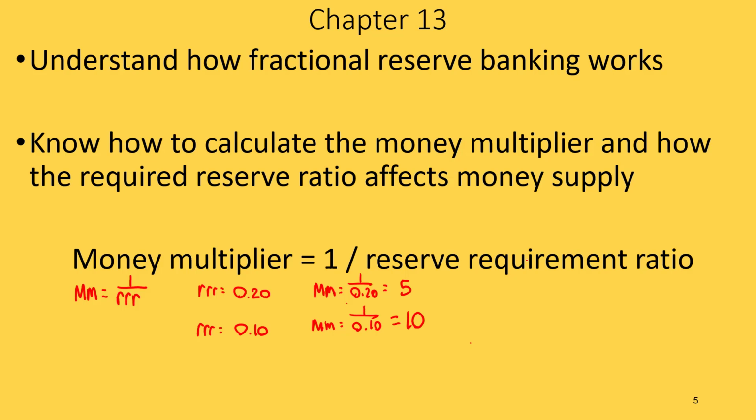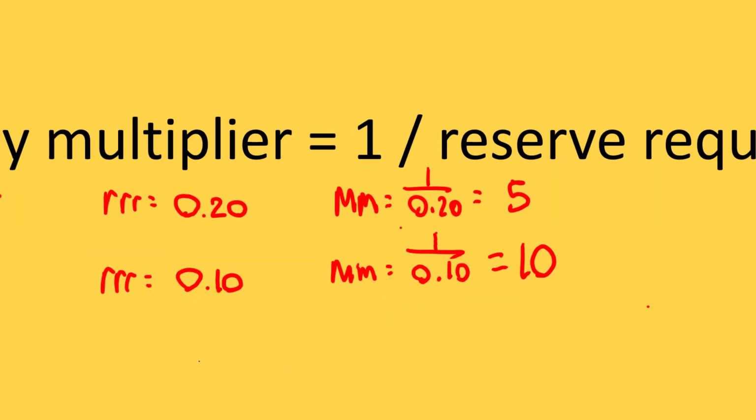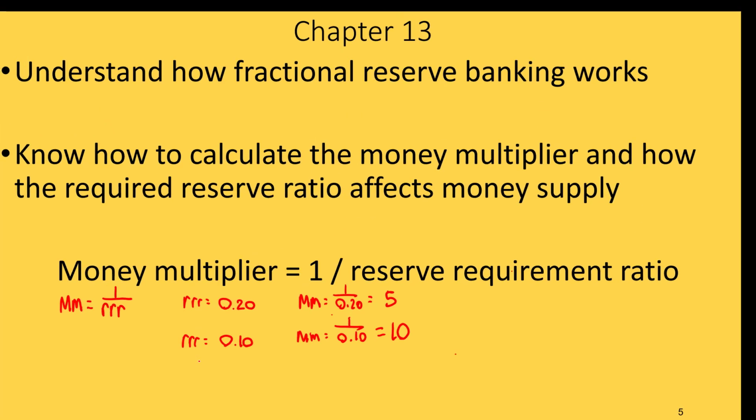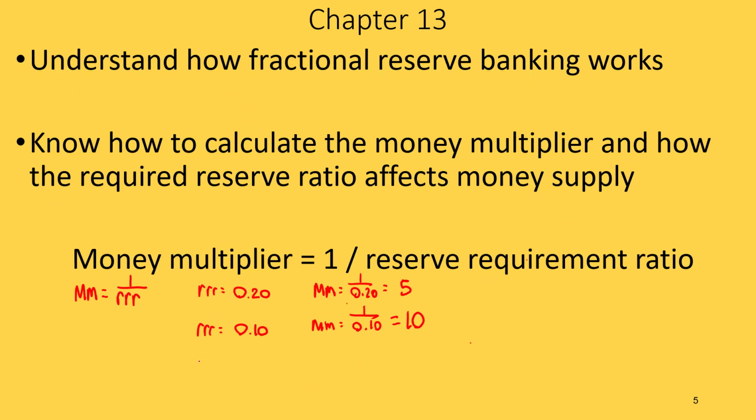Now, if the Fed is worried about inflation and they want to use restrictive monetary policy, then they could increase that required reserve. I mean to make that big. They could increase those required reserves to, say, 0.50. In which case the money multiplier would be 1 over 0.5, and that is equal to 2, right? So as you can see, the size of the multiplier shrinks when that required reserve ratio goes up.